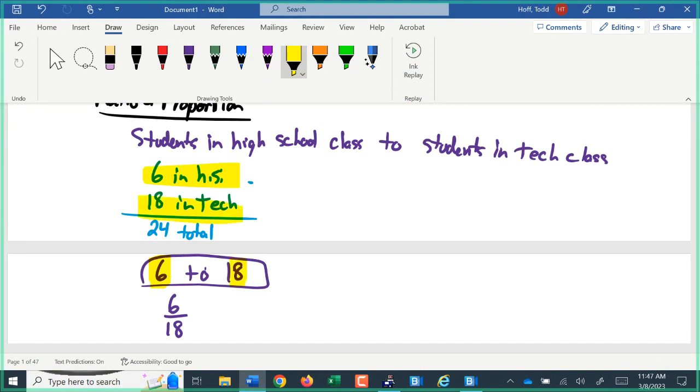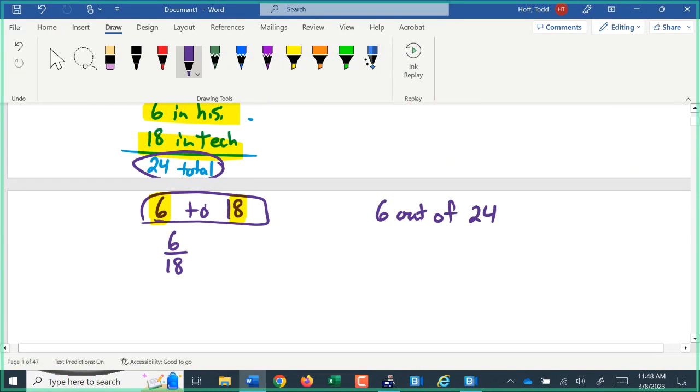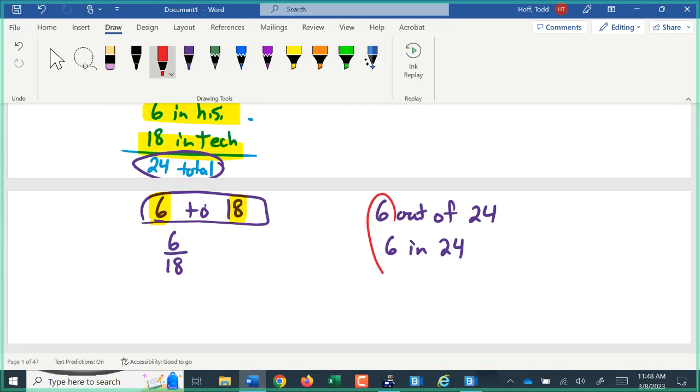But another wording that's going to be more applicable to what we're going to do in here would be to write it, instead of 6 to 18, as comparing the high school students, all of you, to the total, where we'd say 6 out of 24 students in the class are in high school. So that 6 out of 24, another way that could be worded would be 6 in 24. It is implying that this 6 is part of the 24.